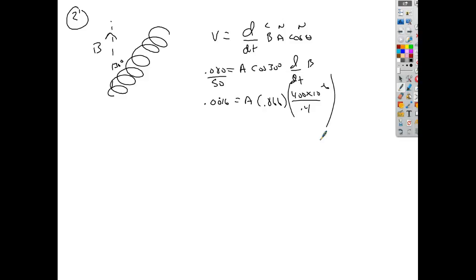So I get 0.0016 divided by 0.866 divided by 400 times 10 to the negative 6 times 0.4. And I get like 1.8, is that right? 1.85 meters. Anybody disagree with that?